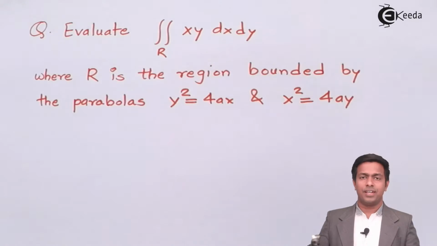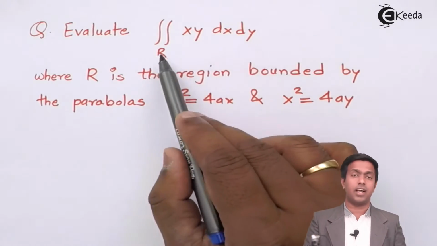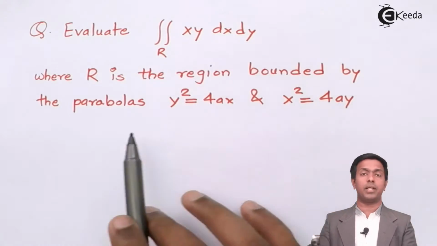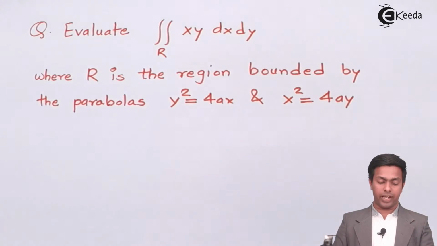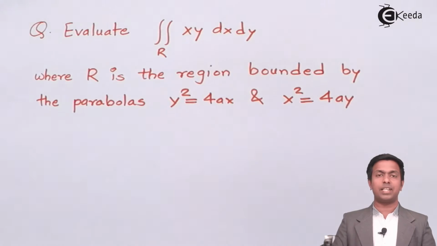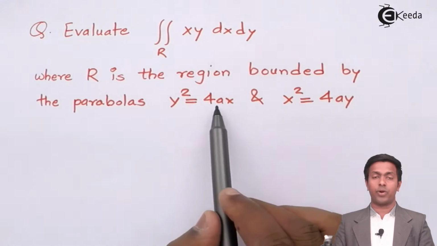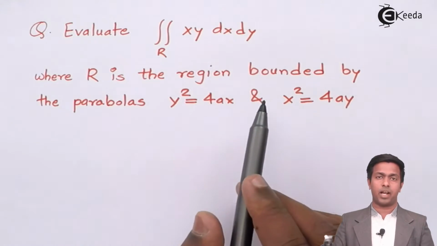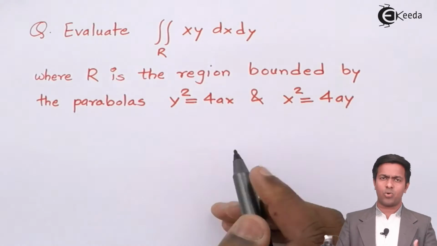So now here we have the double integral of xy dx dy over the region R, where R is the region bounded by the parabolas y square equal to 4ax and x square equal to 4ay. So guys, it is straightforward given that these are the parabolas, but let me tell you that we have studied in 11th-12th standard that y square equal to 4ax is a standard equation of a parabola opening towards right because x is positive. So how to identify this?